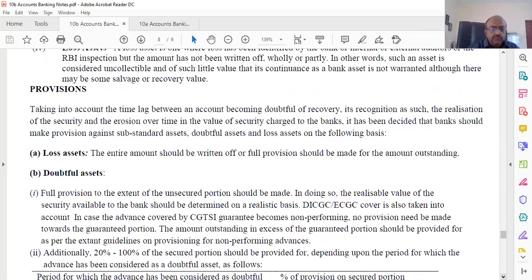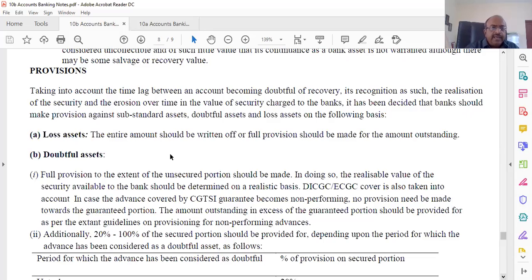Now, taking into account the time lag between an account becoming doubtful of recovery and its recognition as such, the realization of security and erosion over time in the value, it has been decided the bank should make provision against substandard asset, doubtful asset, loss asset as follows. Loss asset, full provision. Doubtful asset, full provision to the extent of unsecured portion. In doing so, realizable value of security available to the bank should be determined on a realistic basis. We'll do problems, then you'll understand.